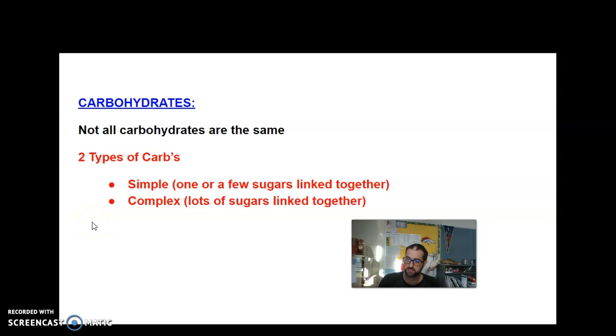And we have complex carbohydrates. This is lots of sugar molecules linked together, up to hundreds and hundreds of them linked together. And we'll look at some examples of these.